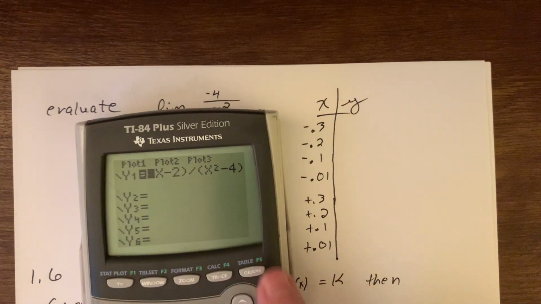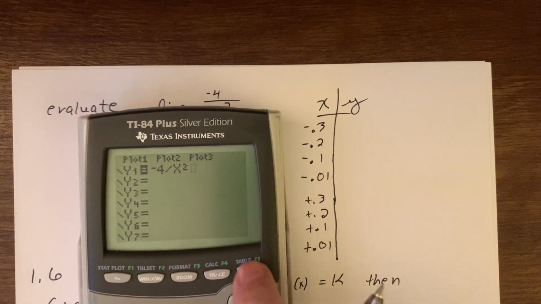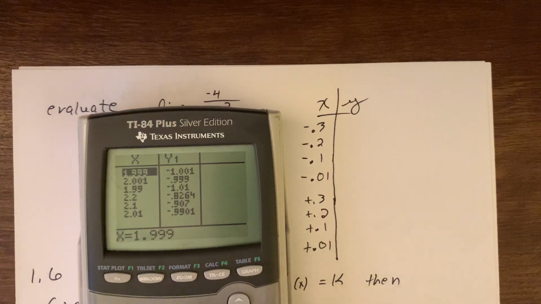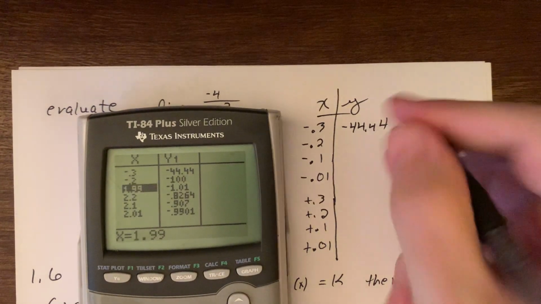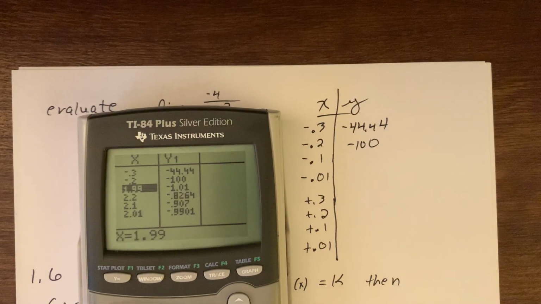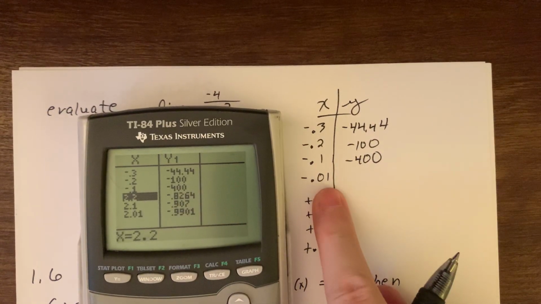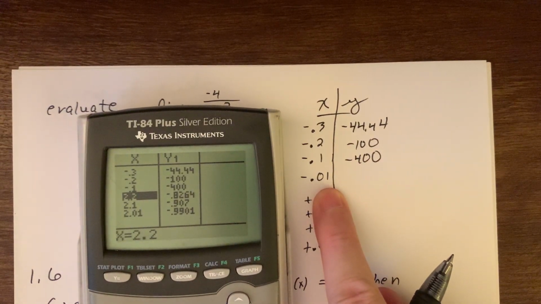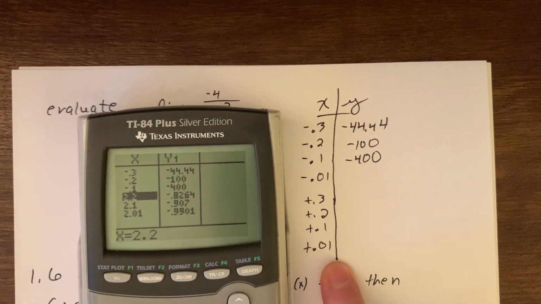Okay, but now let me put it in my calculator, so I'll clear my previous function. Negative 4 divided by x squared. And I already have my table set up from the other day, so I could just go right to here, pick my new x values, negative 0.3, and I get negative 44.44. Negative 0.2, and I get negative 100. Negative 0.1, I get negative 400. And just like I said the other day, I'm going to stop right here. Maybe this is close enough to get the big picture, so now I'll start looking at approaching 0 from the right, but then we'll come back and look at these last two if we need them.